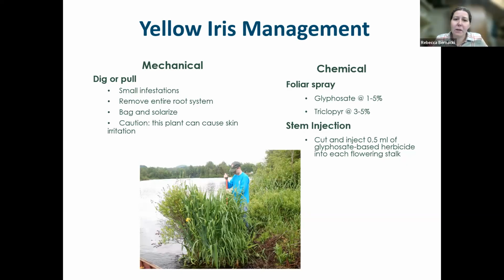We also have chemical options here. So we can use a glyphosate-based product. Usually the label for glyphosate is going to recommend a dilution of about 1 to 5%, or triclopyr's 3 to 5%. Again, check the specific product you purchase. We can also do a stem injection here where we cut the plant and we're going to inject 0.5 milliliter of glyphosate-based herbicide into each flowering stalk. Again, check your label for how much you're allowed to inject into each plant.